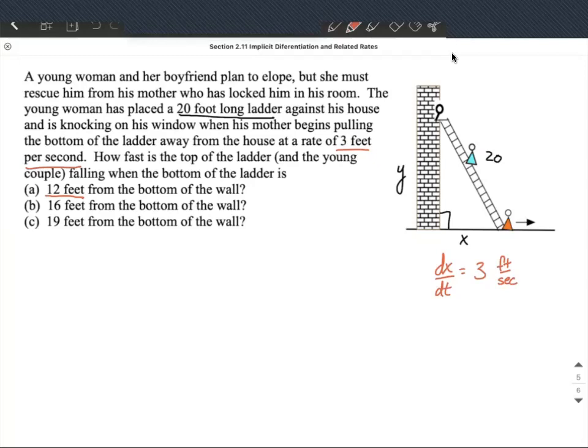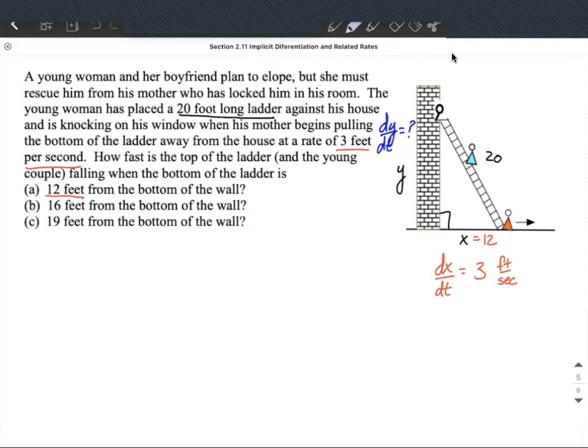We don't know what y is, but we do know that the ladder is 12 feet from the building. Just doing part A here, so x is going to be 12 in our case. Eventually what we would like to know is how fast this couple is falling. We want to know the change in y with respect to time, dy/dt. That's the big unknown on this one. We also don't happen to know what y is in this case.